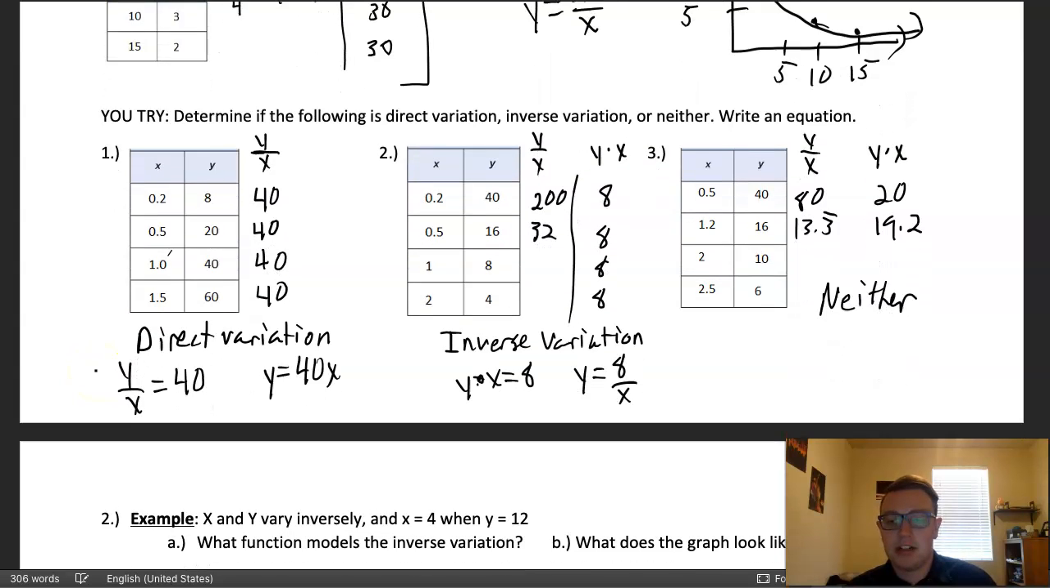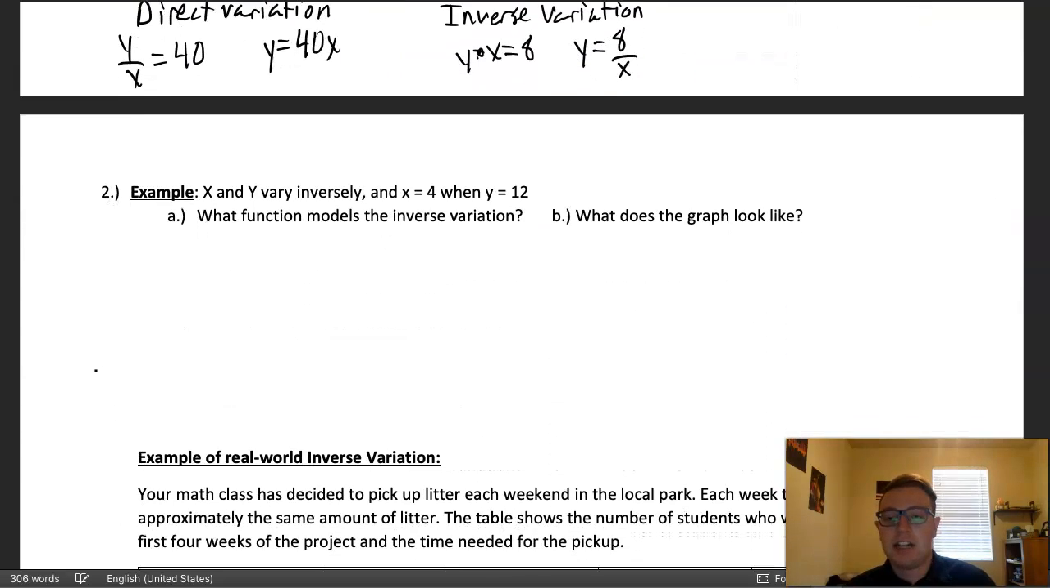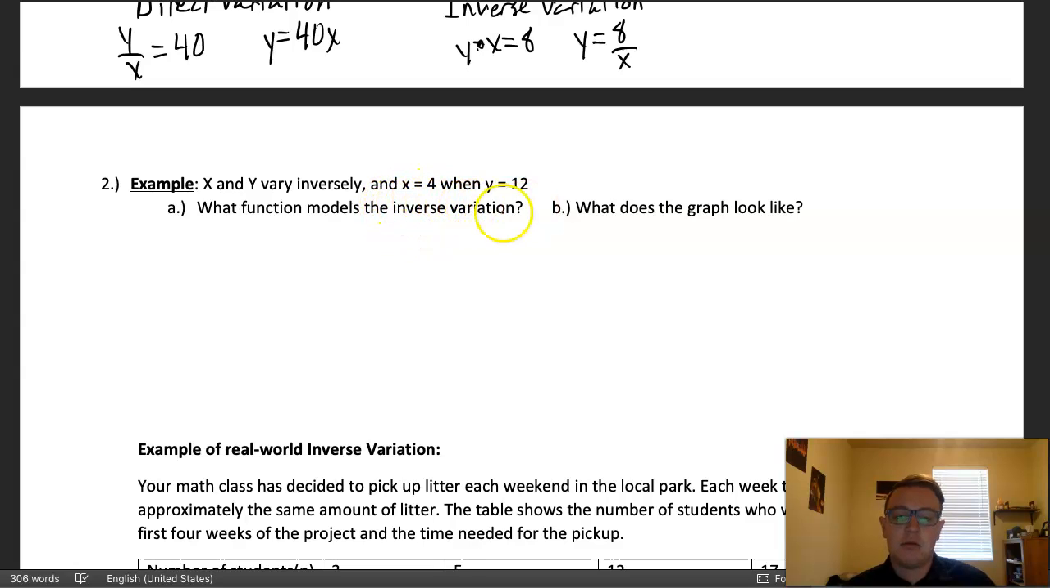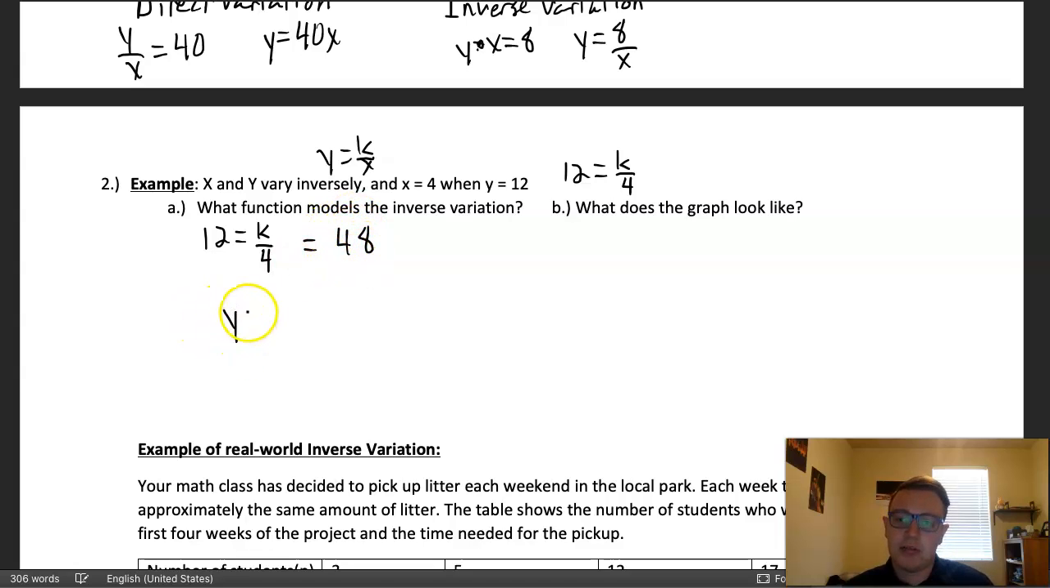Let's do one more example here. This time we're saying x and y vary inversely, and when x is equal to 4, y is equal to 12. That tells us that 12 is going to be equal to k over 4. Okay, so what function models this? Well, because it's varying inversely, y is equal to k over x. So what's k going to be? It's going to be 12 times 4, or 48. So we know that k is 48. Our function will be y is equal to 48 over x.